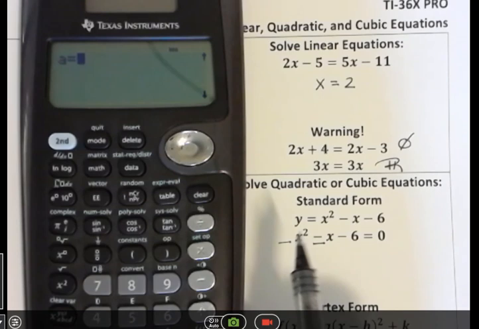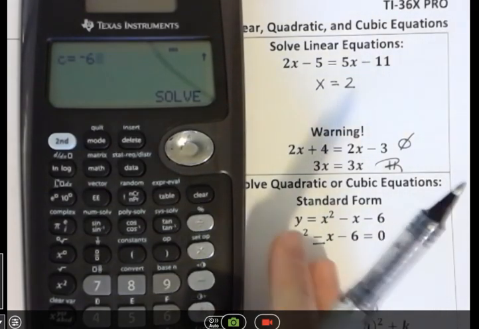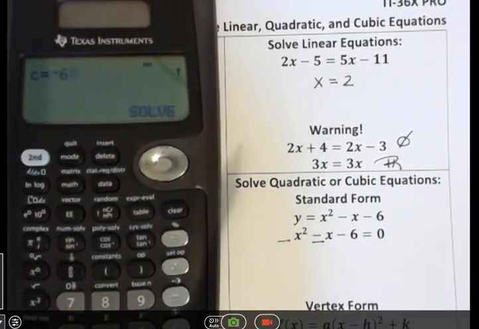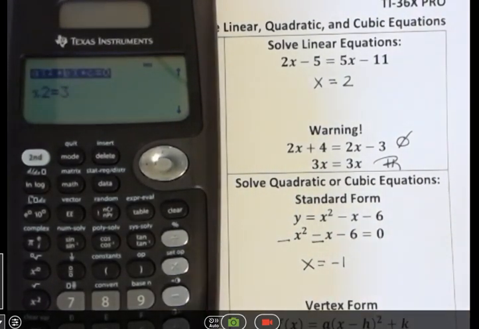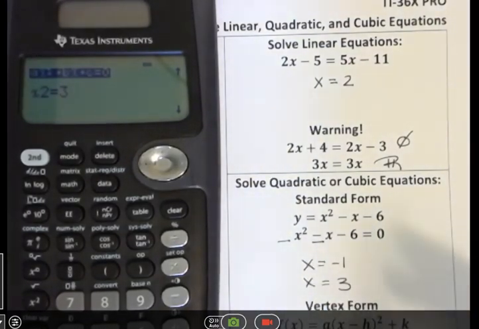So our a is 1, hit enter or arrow down. B is -1, hit enter, and C is -6. Make sure you're not using the minus sign for the negative, you're using that negative sign at the bottom of the calculator for your negative. And then hit enter, enter, and it's going to show you x equals -1, hit enter again, and x equals 3. So you have two different values for that.